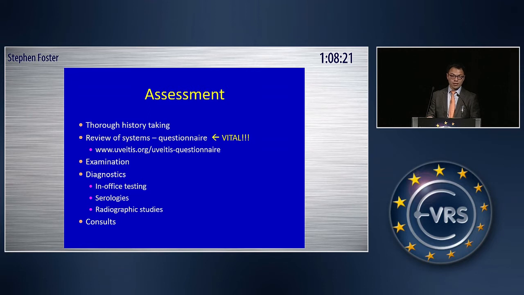So feel free to download. I think it's very helpful when you see a uveitis patient, just print out a stack of it and give it to the patient. A lot of the time that questionnaire will help you find a lot of clues that might lead to a diagnosis or at least narrow down the diagnoses. And of course, besides this history, you have to be an ophthalmologist. You're doing an examination, you do diagnostic testing that we're all very familiar with, and of course, serologies, radiographic studies, and finally, consultation if needed.